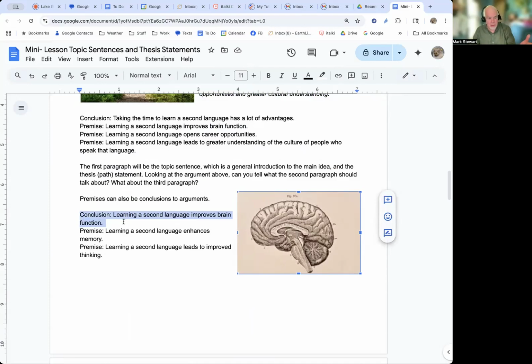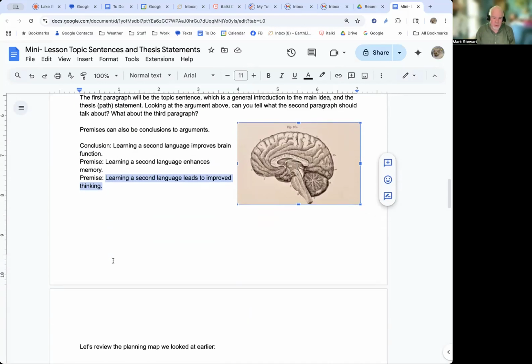Okay, well, now I have to support that. So one premise could be learning a second language enhances memory, right? And a second one might be, I don't like this one. I'm going to switch it to learning a second language enhances brain plasticity, right? The ability of the brain to do more, to stretch itself. Okay, so now you still would have to explain those, but that gives you an idea of how you're going to have more than just a premise, right? That you have to support each premise. All right, let's keep going.